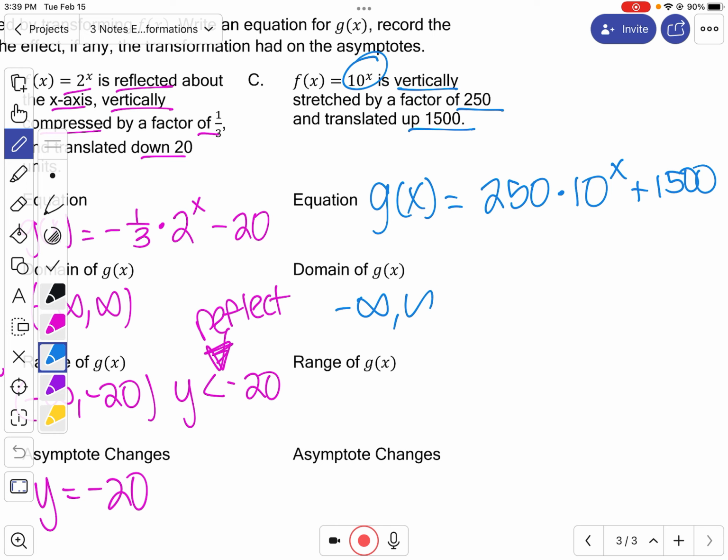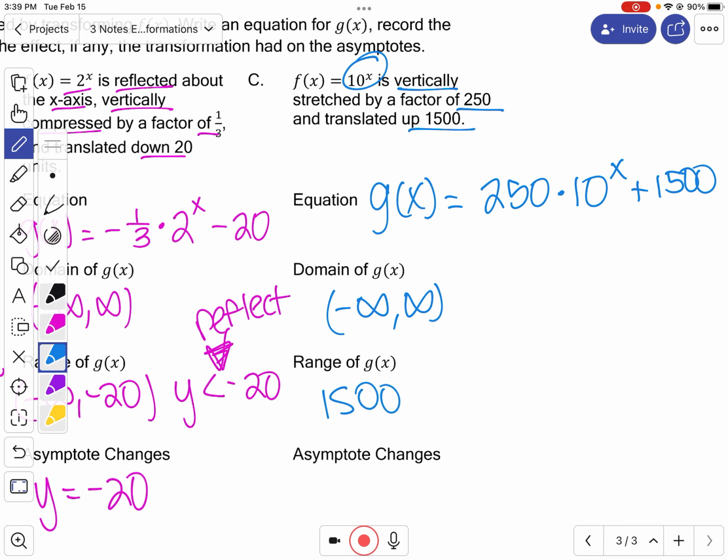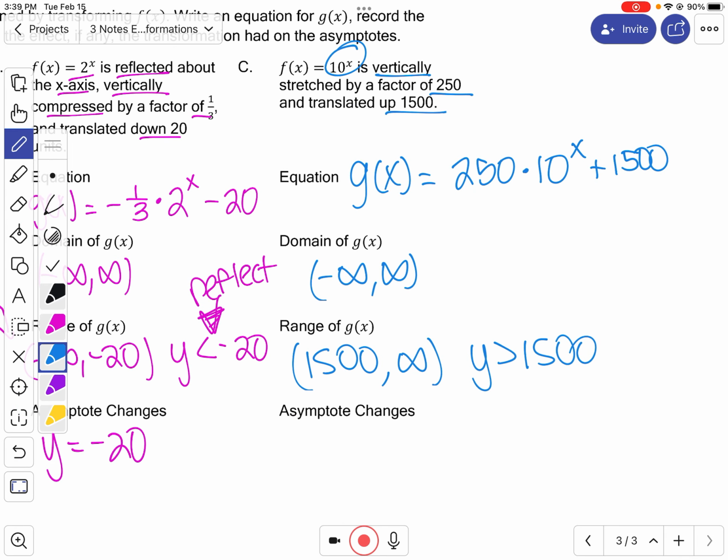Domain is staying the same. Range, we're going up 1500. It's not reflected over the x-axis, so it should be 1500 to infinity, or y is greater than 1500. And then your asymptote changed, and now it's at y equals 1500.